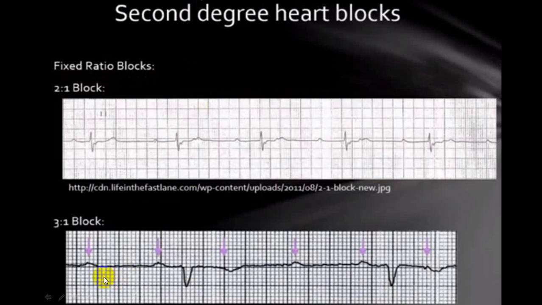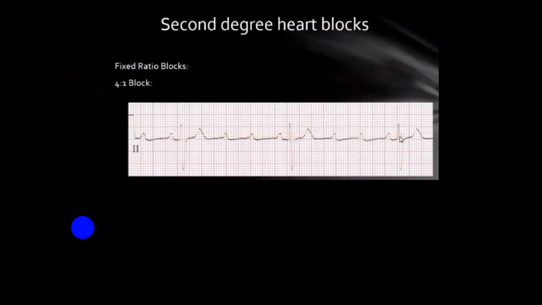Here you will see that there are three P waves, 1, 2, and 3 P waves, followed by a QRS complex. And this PR interval is prolonged. This is a fixed 3:1 block. Again in this, the PR interval is prolonged. So in Mobitz type 2, sometimes you do see a person with a fixed block where you can have PR interval prolongation. So this is an example of a 2:1 block, 3:1 block.